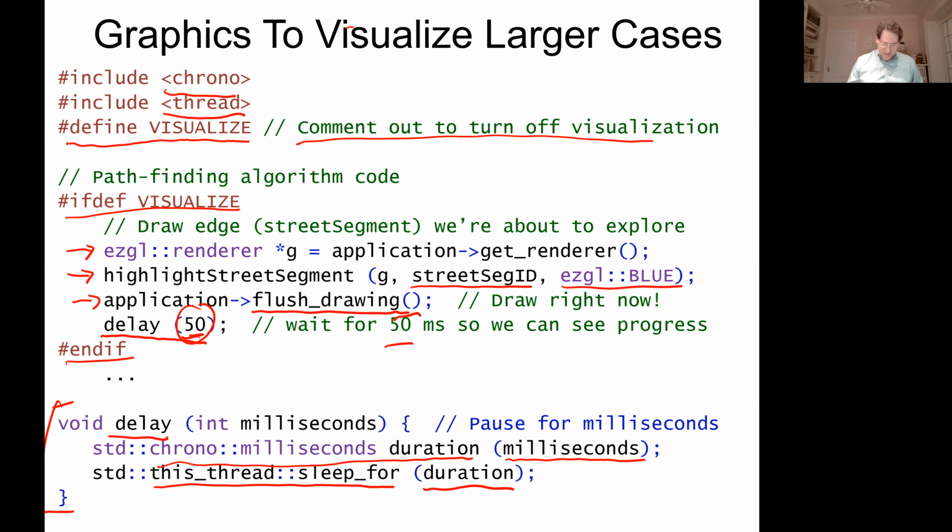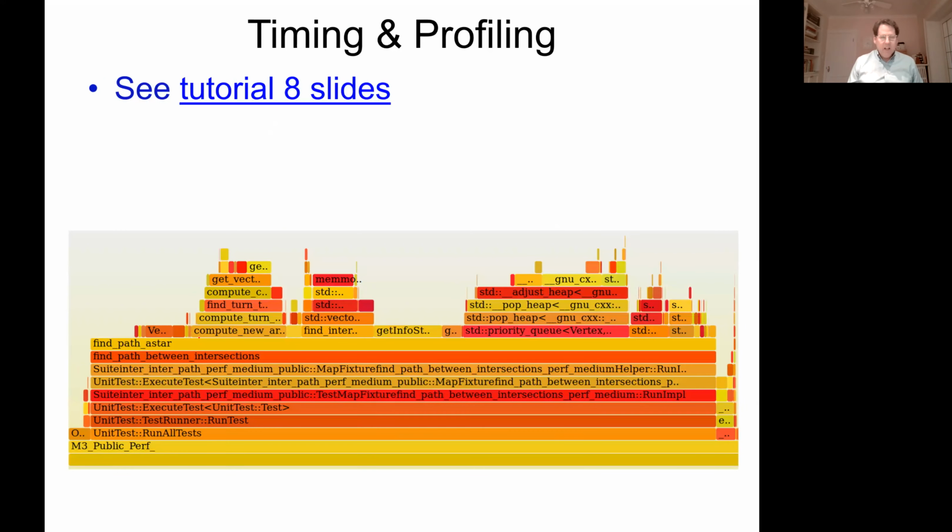So it's not a lot of code, as I said, to actually be able to visualize your algorithm. The other thing you can do if your code's not fast enough is profile it. So we went through in tutorial 8 how to profile your code. We showed you that you can get visualization output in a couple different ways. One is the call graph, the other is the flame graph. Here's the flame graph from our reference solution.